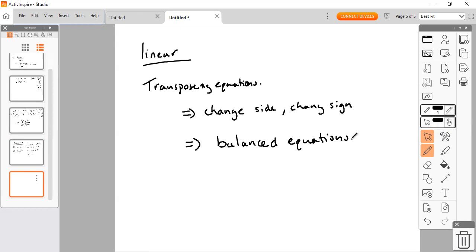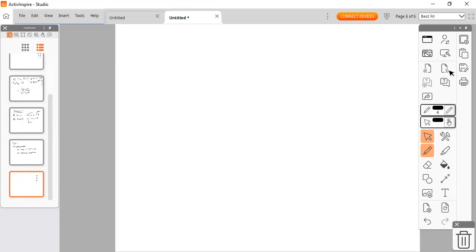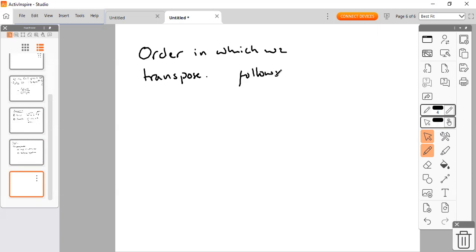Now, when we're transposing, I've also said that we carry out our BODMAS process, with the brackets, orders, division, multiplication, add and subtract, but we do it in reverse. The order in which we transpose follows that BODMAS. BODMAS is the way we solve equations, but when we transpose, we do it in reverse. This is looking at how powerful each term is.